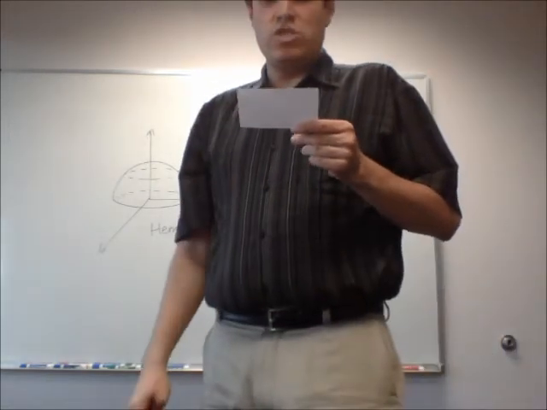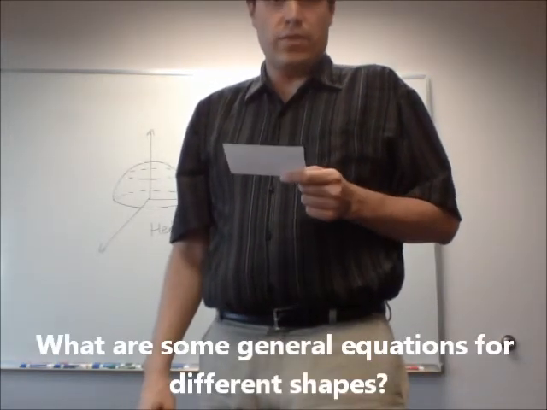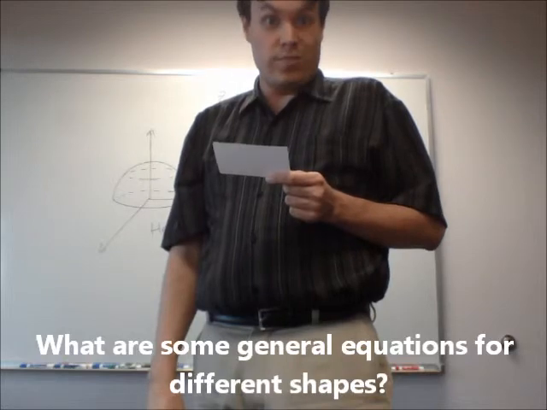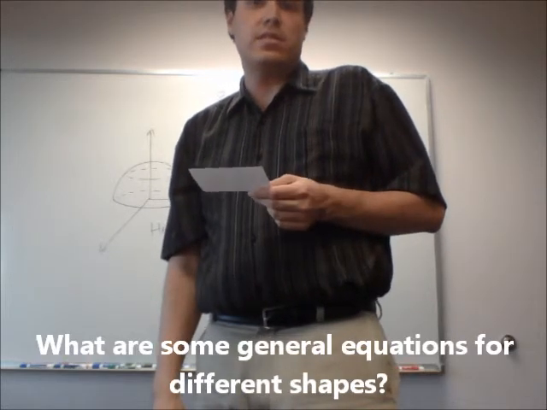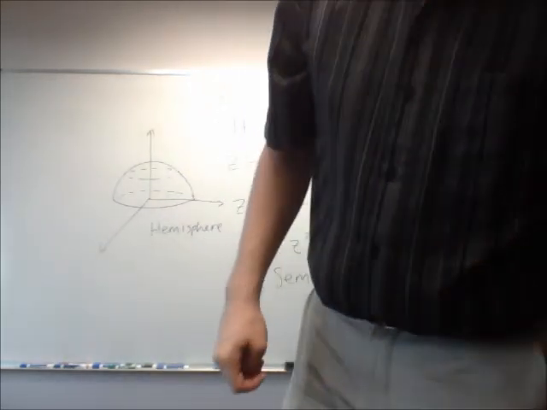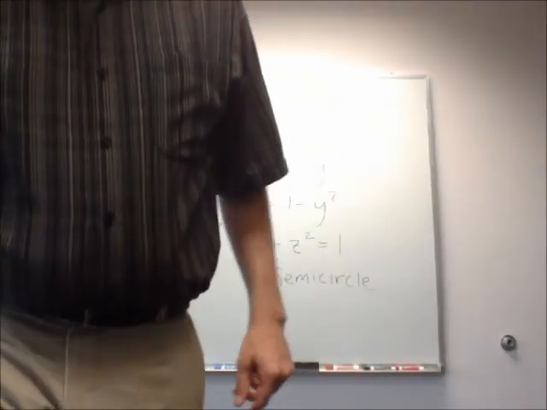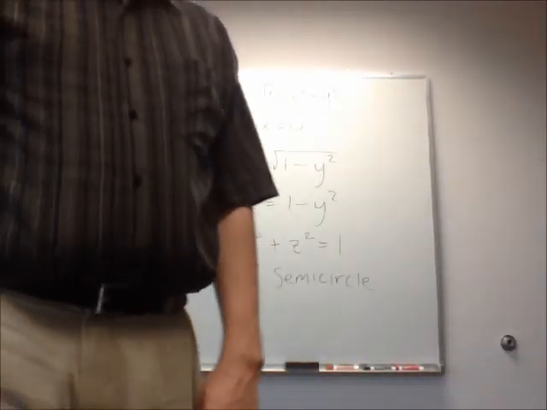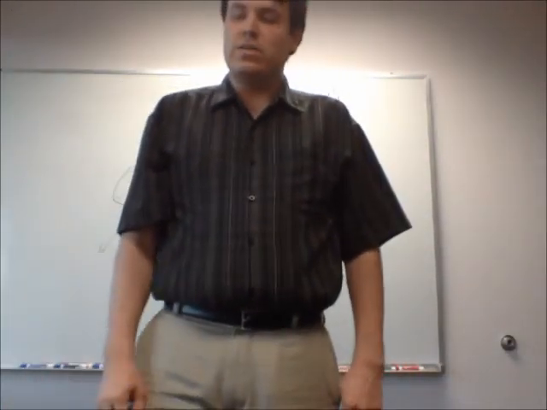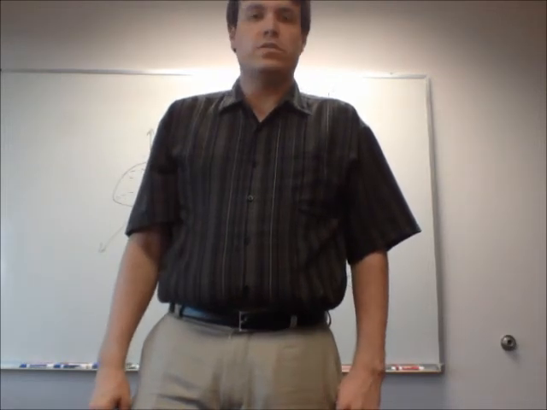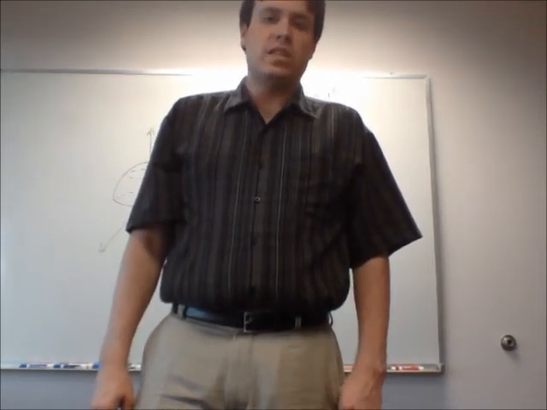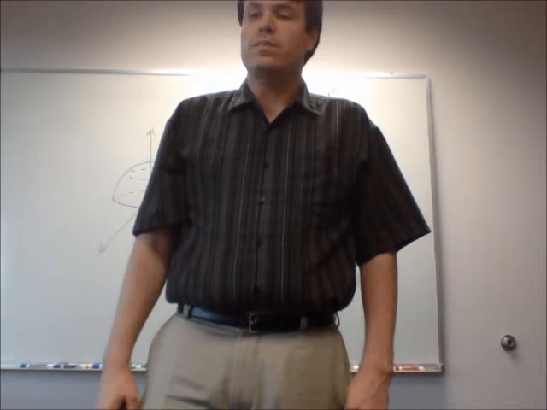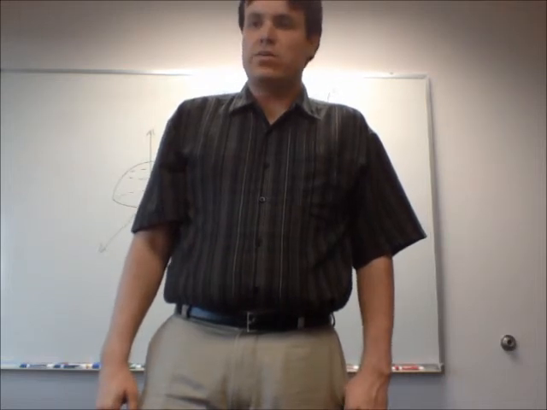which was, what are some general equations for different shapes? And for that, I'm actually going to defer to one of the pages in your textbook. If you're using the 6th edition of Multivariable Calculus, take a look at page 702. You'll see a page that has about 9 different figures on it, and that will give you a summary of some of the equations that you really want to be familiar with going forward. So take a look at that. That may be a good thing to study from.